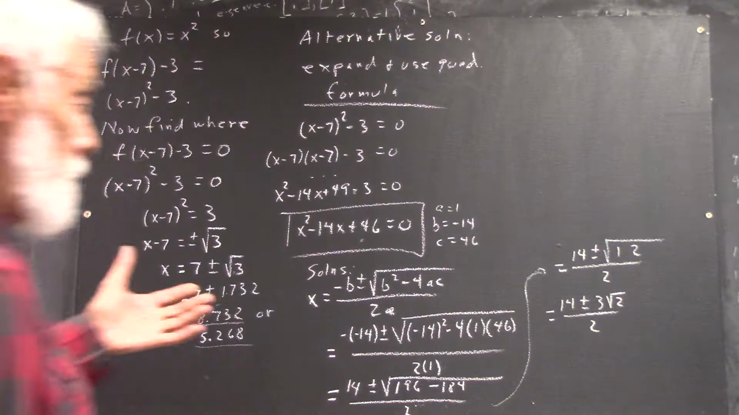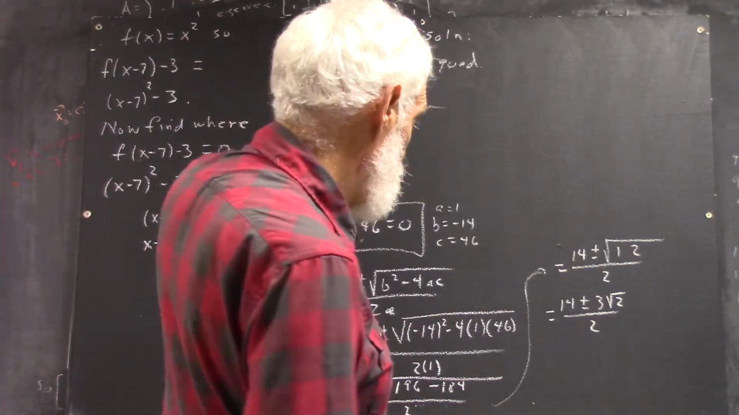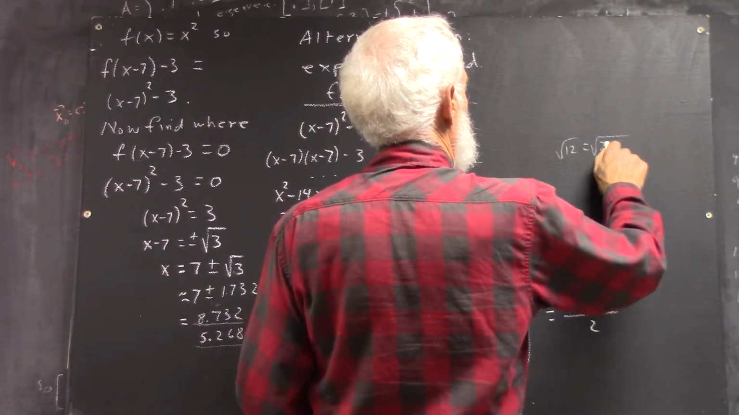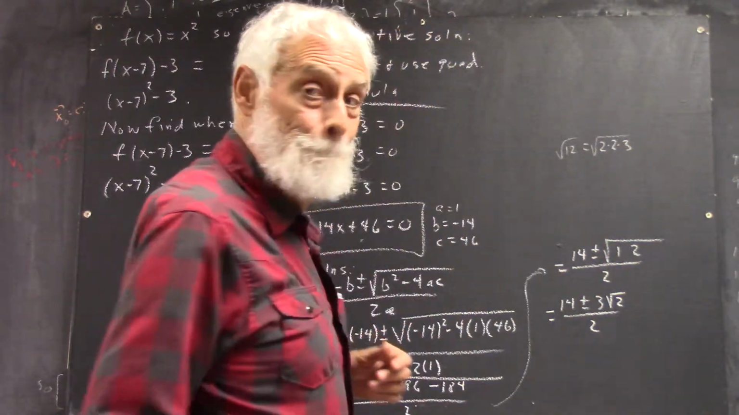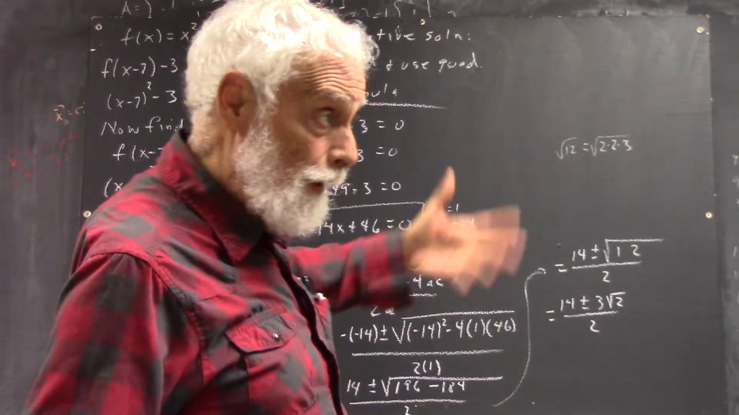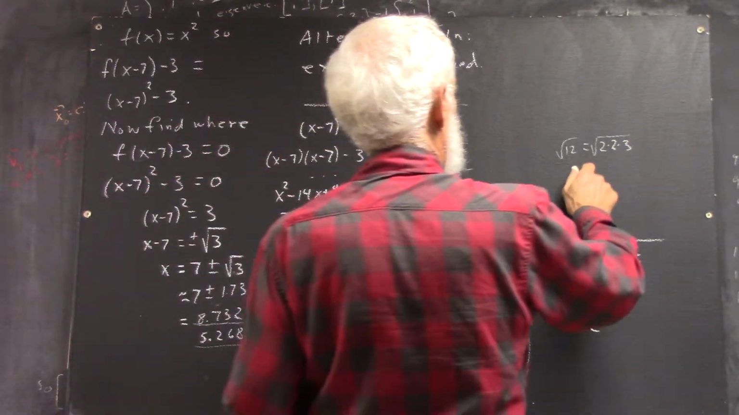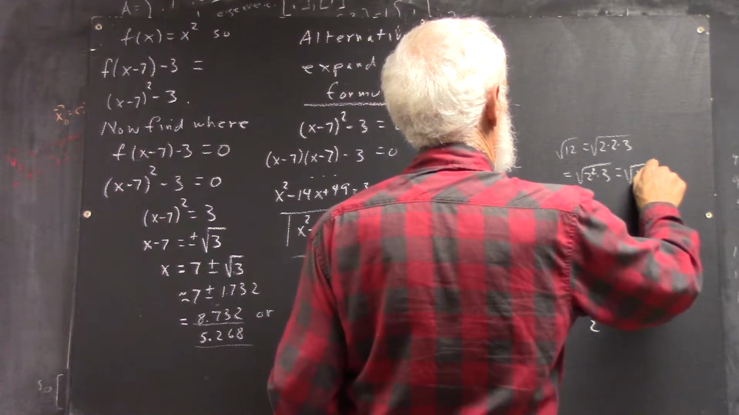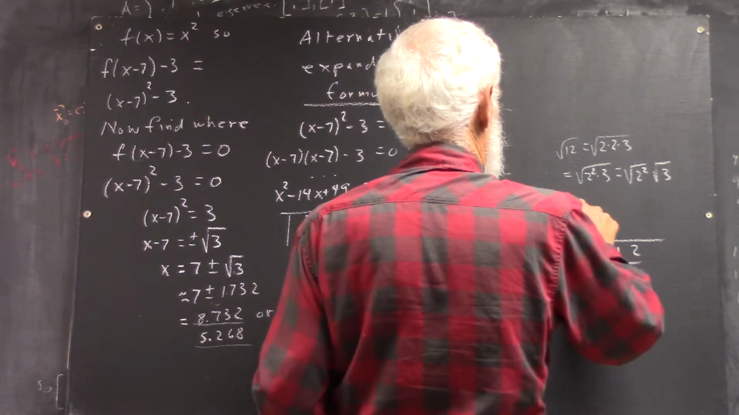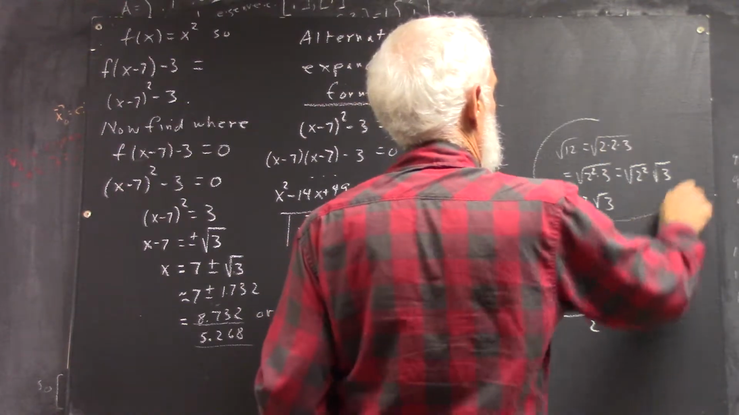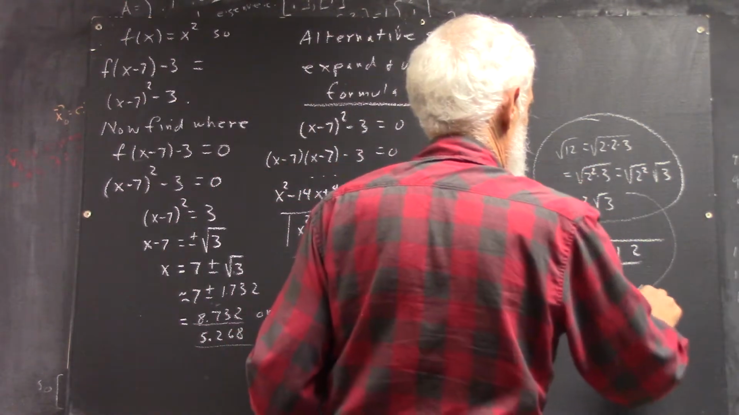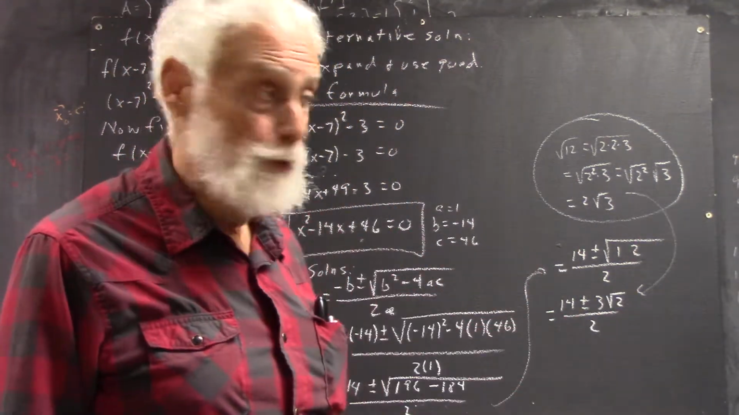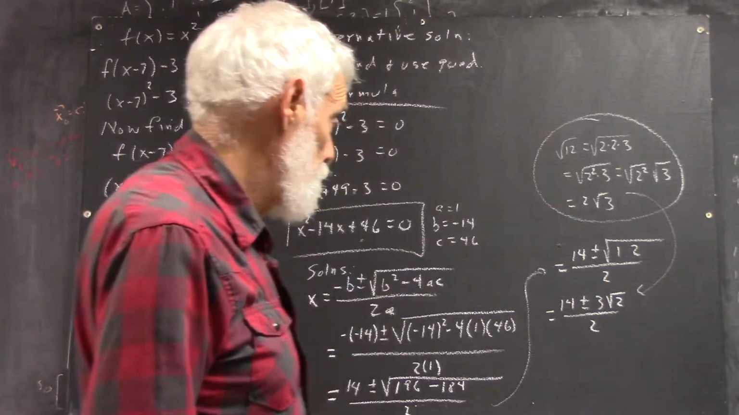Now we're doing this type of thing in the MCR, so you know there are videos. The square root of 12 is the square root of 2 times 3, right? Just doing a prime factorization of 12. Or the square root of 2 squared times 3. And that's the square root of 2 squared times the square root of 3, which is 2 times the square root of 3. So that's how I got it. And if you didn't understand that, you ought to look at some MCR videos.